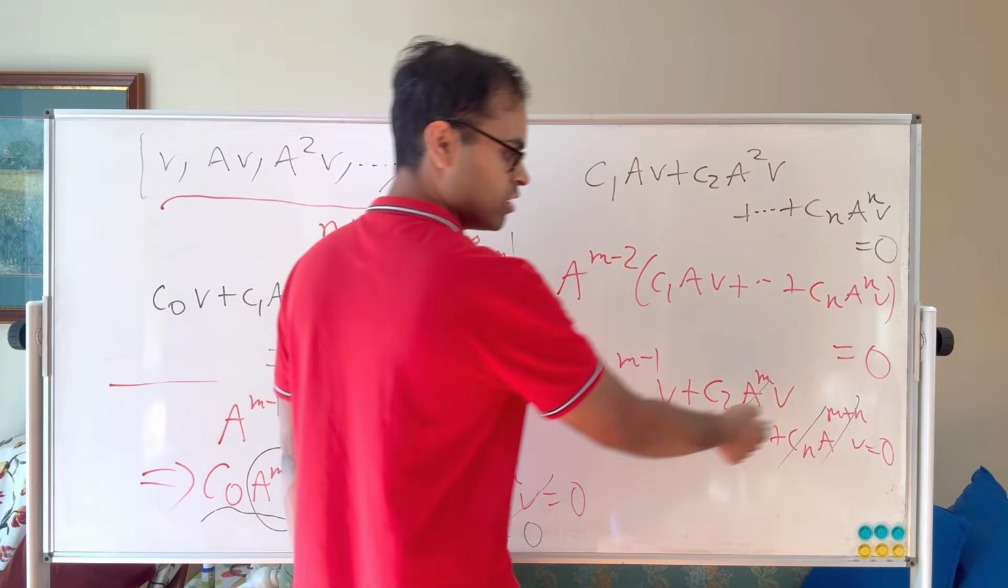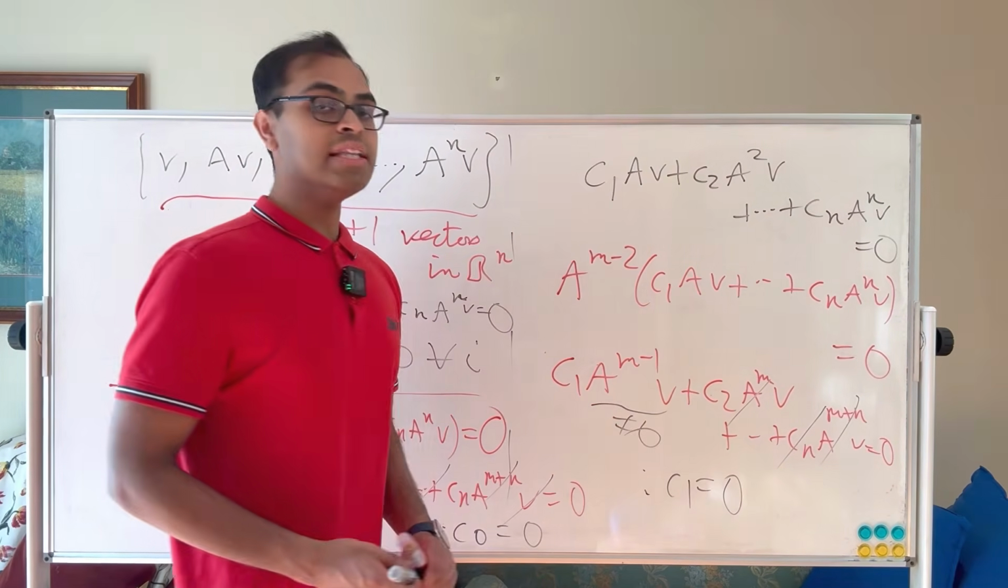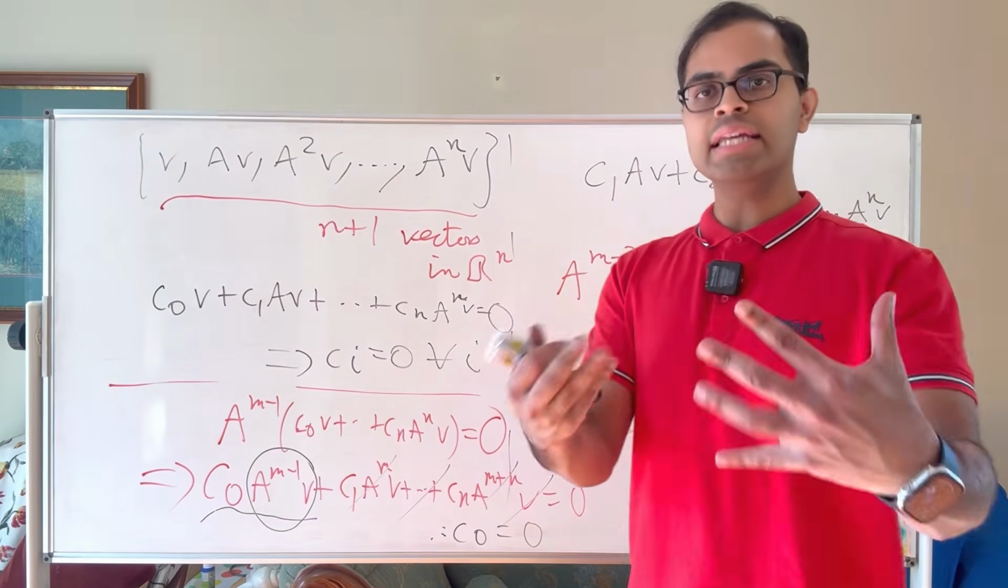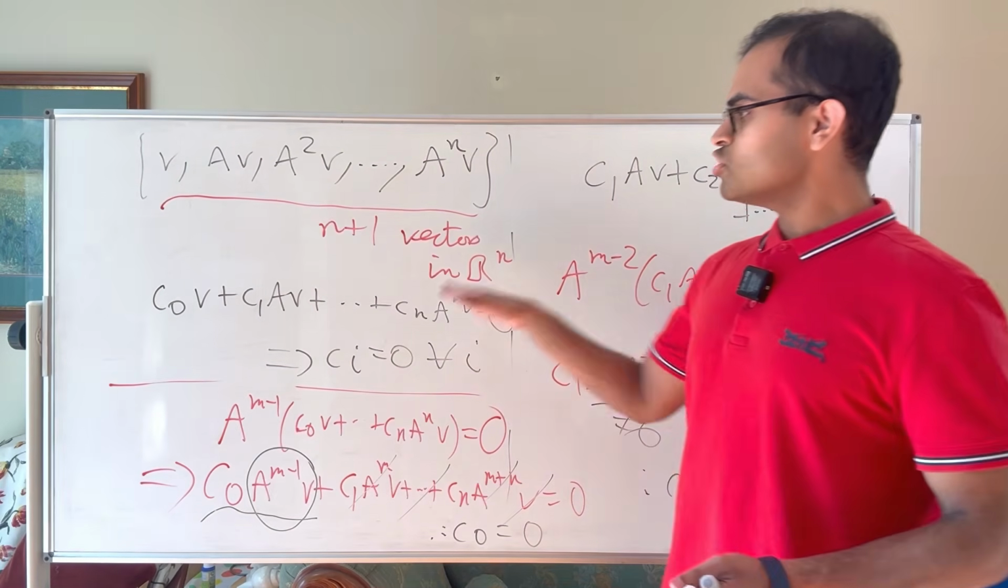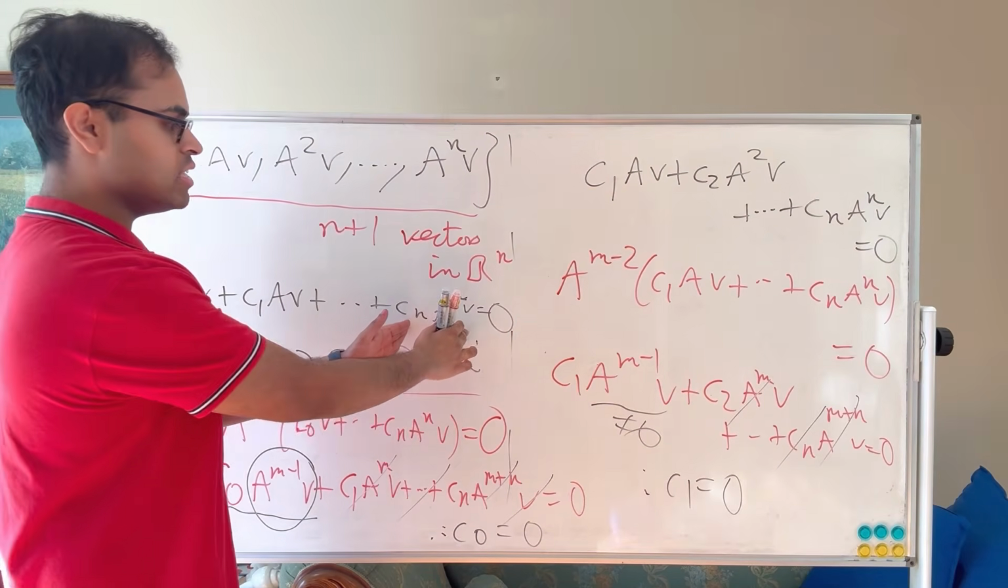Otherwise you can't scale a non-zero vector and get 0. So therefore c1 is equal to 0. Now you can turn this into an induction proof, but I'm not going to rigorously do that. But proceeding in this way, we can keep going. We can show all the coefficients are 0. Ultimately, we just get the relation Cn a to the nv is equal to 0.